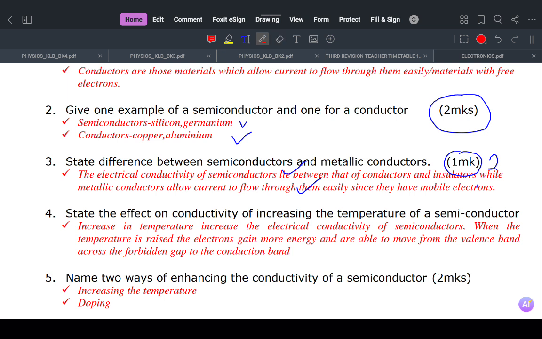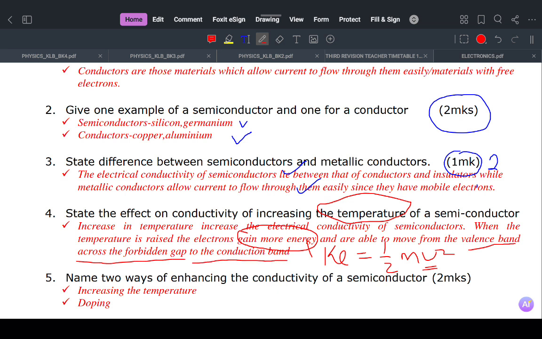So we are saying that for that to happen, the effect of a rise in temperature is that the material, once heated, will cause electrons to gain kinetic energy, KE. Remember, kinetic energy is associated with increase in speed or velocity. So the electrons will gain energy and will be able to move from the valence band across the forbidden gap to the conduction band, hence increasing conductivity.